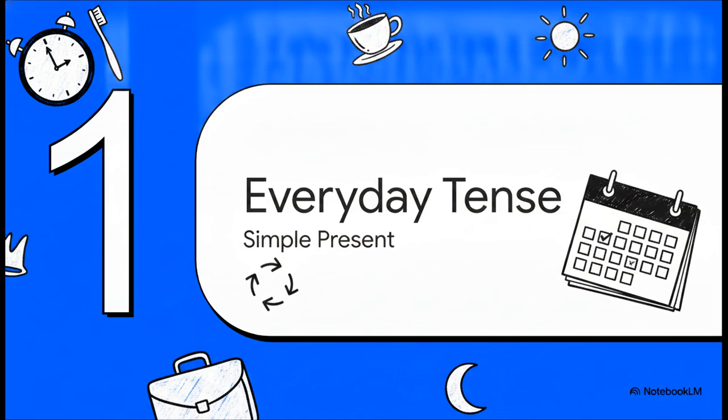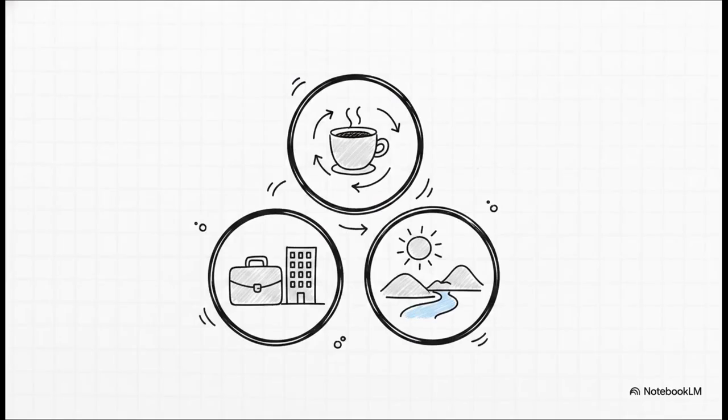The everyday tense, also known as the simple present. This is the tense for the now and the actual reality of your daily life. We call it the everyday tense because it handles the stuff that happens every day, every week, or every morning. It's for your habits, your routines, and those universal facts.